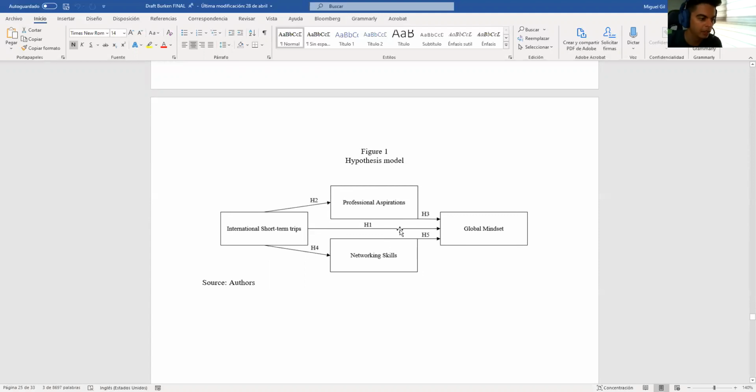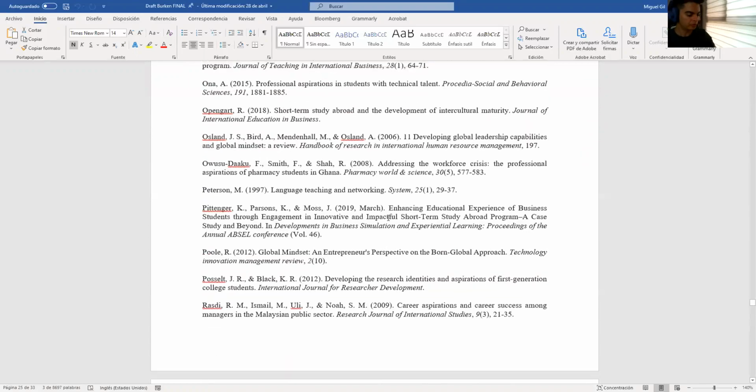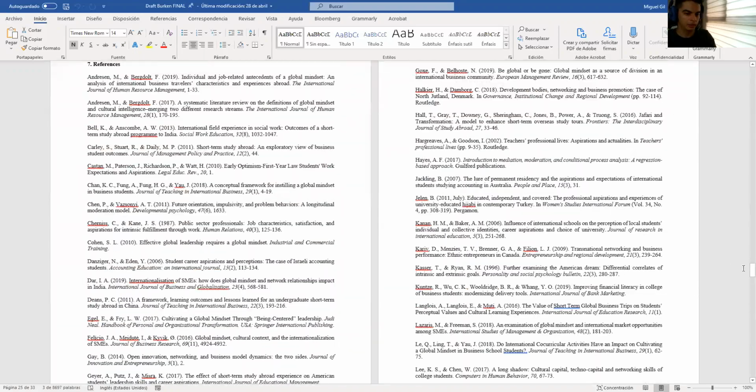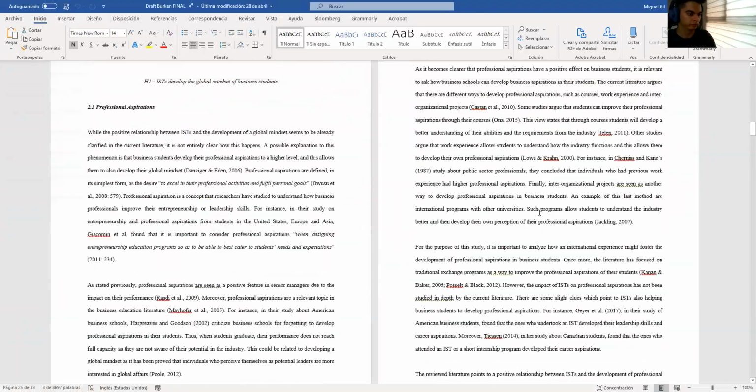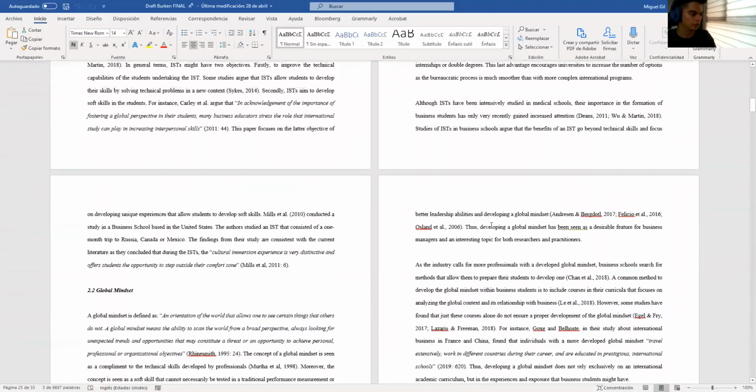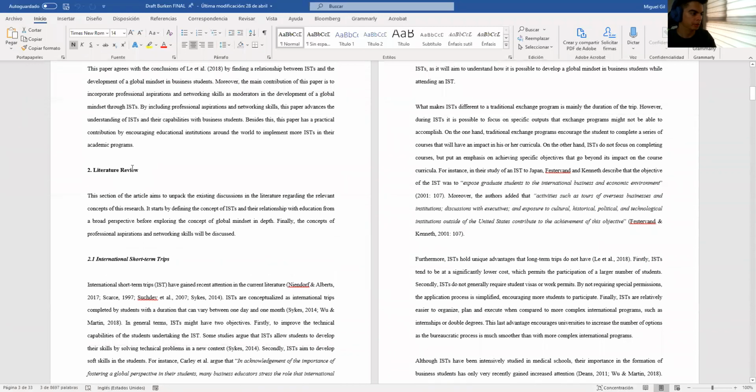But in the end, the way in which I wrote the literature review is again the same structure. I define what the global mindset is, I define what an international short-term trip is. Let me show you in the literature review section. It should be around here. No, here, literature review. Because I wrote this paper, this section was written by me.